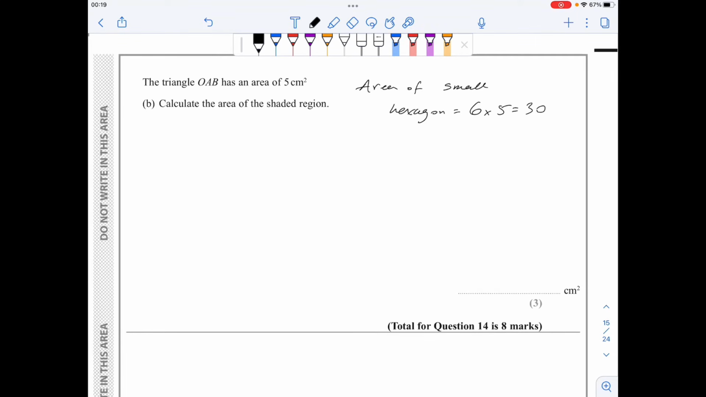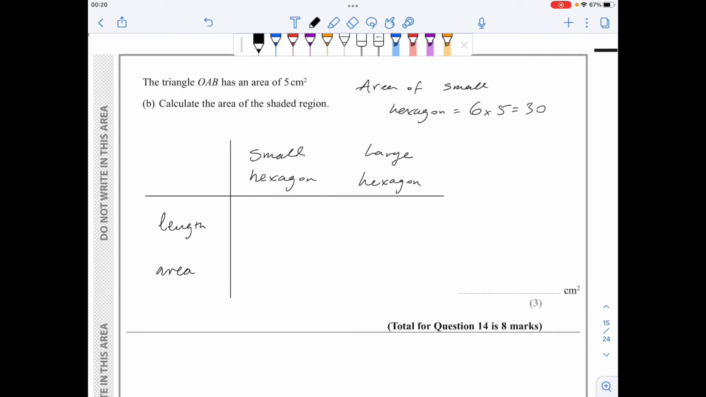And then I'm going to work with similar shapes. So I'm going to create the following table. For the length, the scale factor is equal to 2. I'm being told that in the question. Hence, for the area, the scale factor is 2 squared, which means if I have an area of 30 for the small one, the area of the large one is 120. So the shaded area is equal to 120 minus 30, which is equal to 90 cm squared.